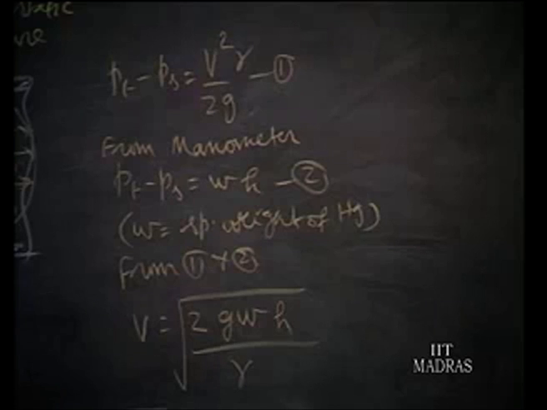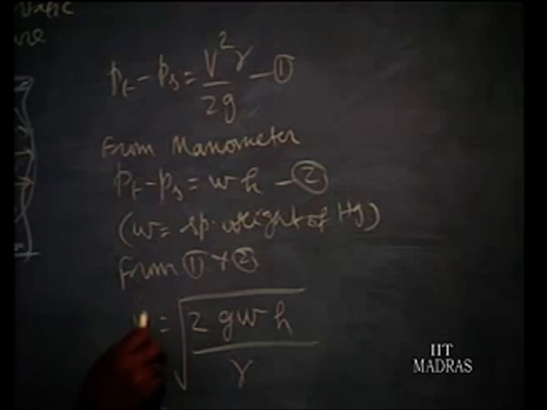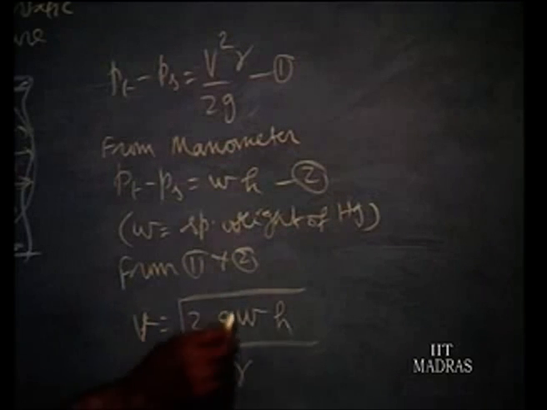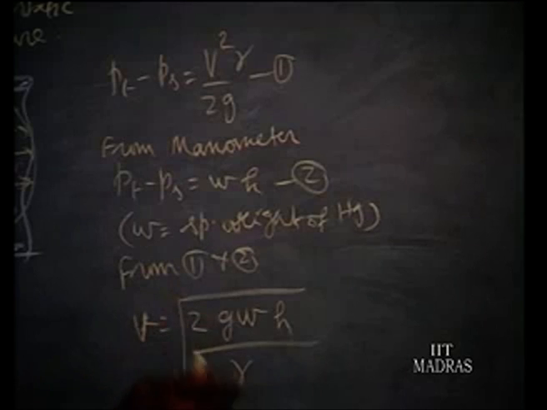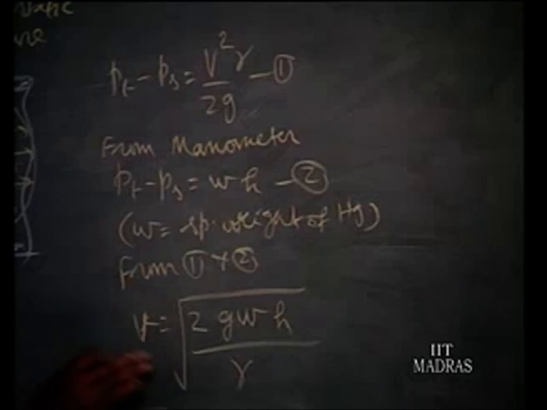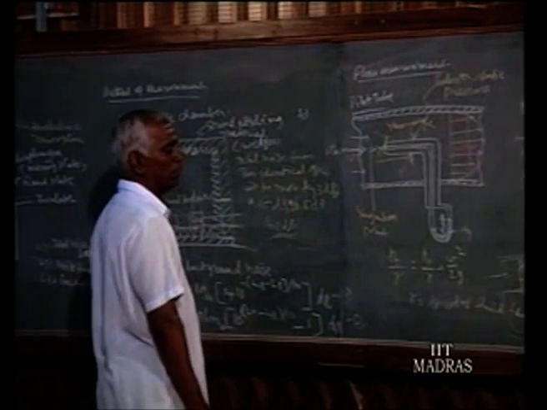So the pressure, comparing these two equations, you can find V, that is velocity, is equal to root of 2gH by gamma. Gamma is the specific weight of the flow. Gamma by g you can also say rho, the density of the flow medium, both are the same. So by this we can get the velocity at any given point, and later on we can find out the total flow rate in this medium.